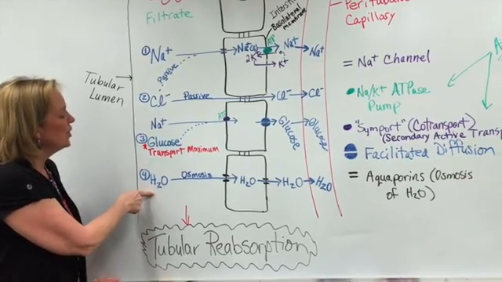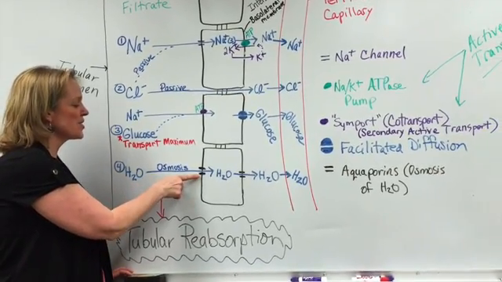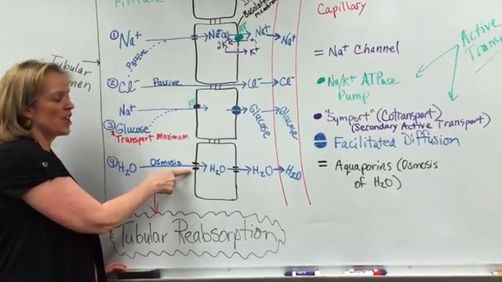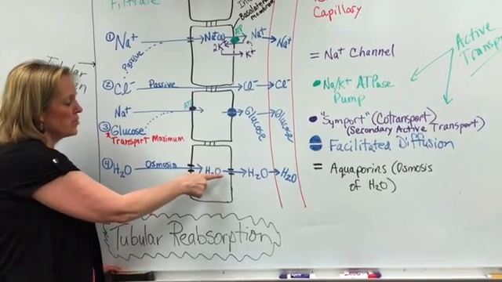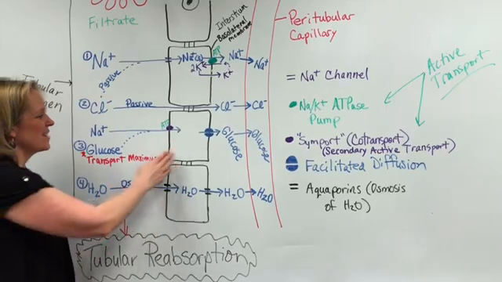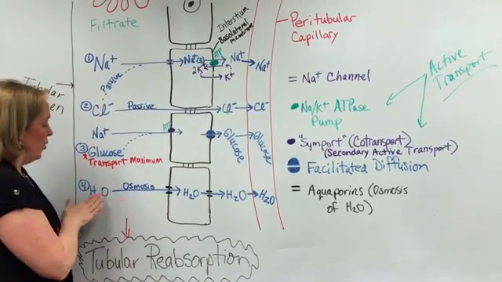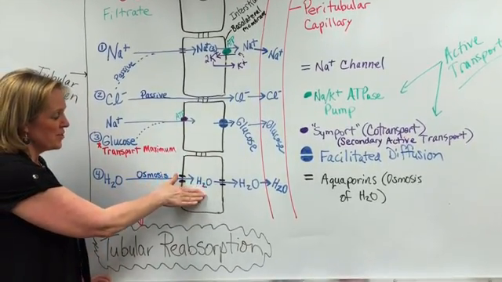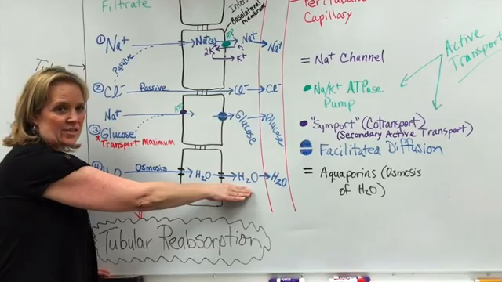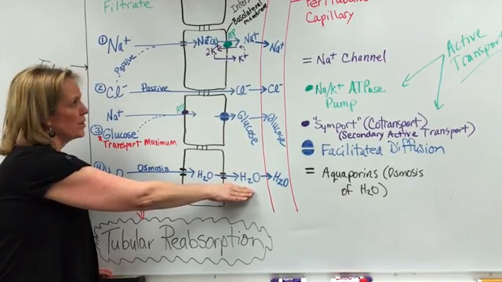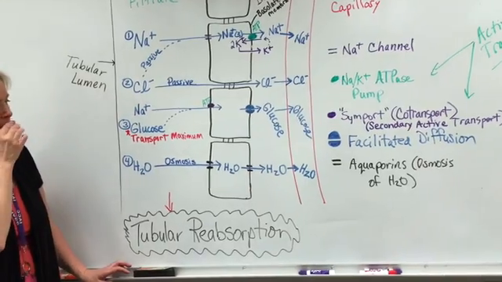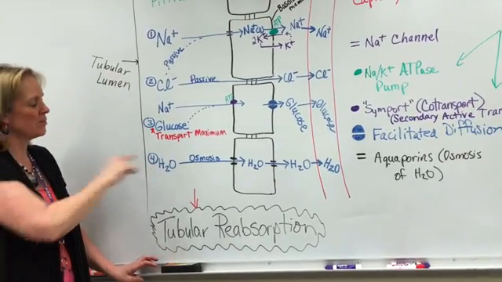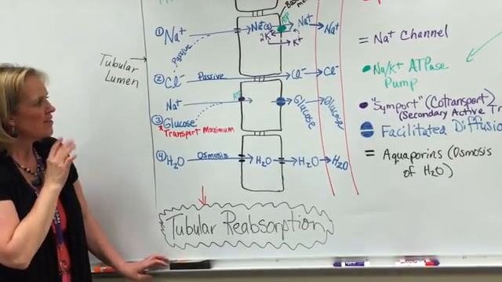So water moves by osmosis through water channels that are called aquaporins. These represent aquaporins, and as sodium chloride builds up, water moves by osmosis through these pores and into the interstitium to be with sodium chloride, because the concentration gradient drives the reabsorption of water.